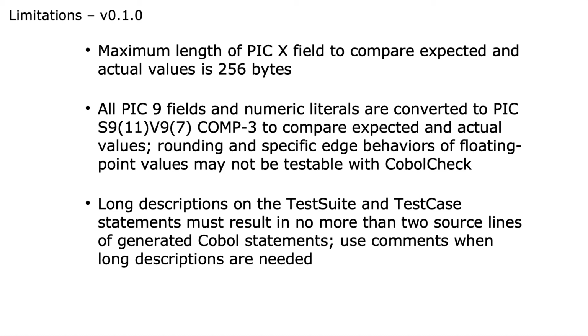You don't have to worry about going past column 72 when you write the names of test suites and test cases. Cobol Check will split longer lines correctly for compilation, but it only does one split line, a total of 2 lines for the name. If you need a longer description, you can use comments. Any line in a test suite that has an asterisk as the first non-blank character is treated as a comment.